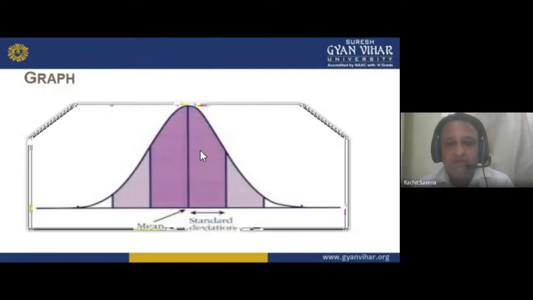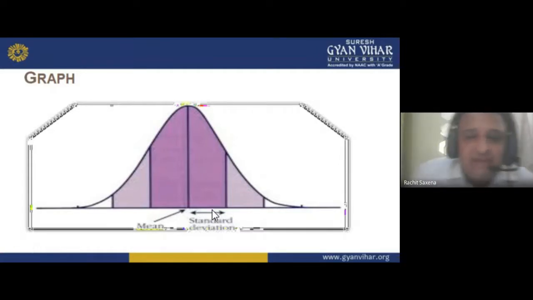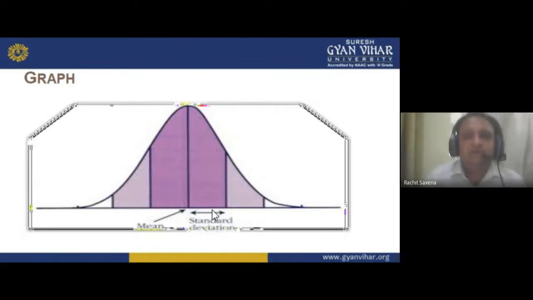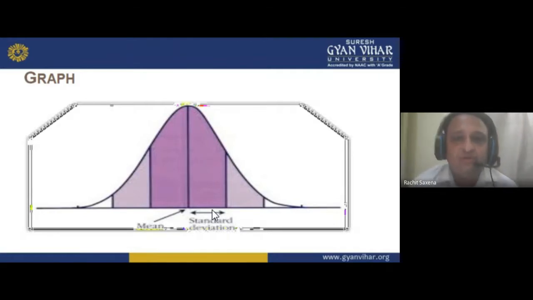Now move forward. This is the graph. This is the mean, and this is the standard deviation. We can see it on the negative side and on the positive side. In this graph, a Gaussian curve is given to you. What is the mean value here, my dear student? The middle value, we can say the center value. The mean is the central value, and the deviation is basically the dispersion.